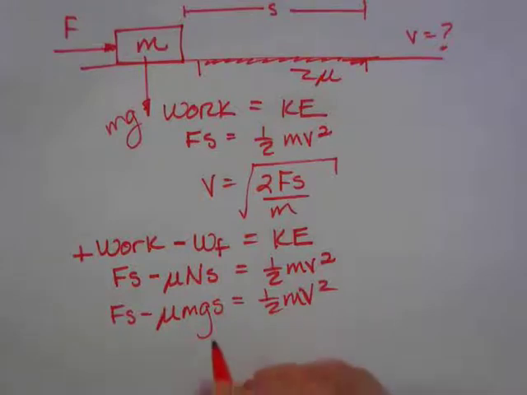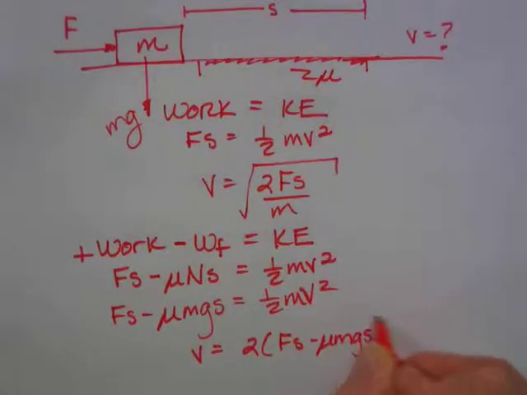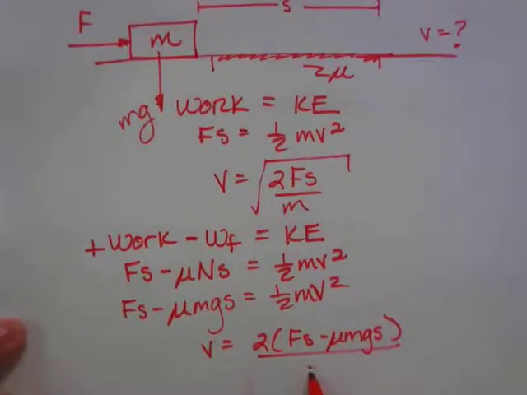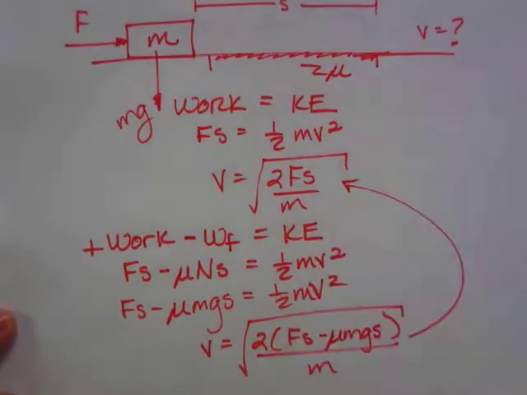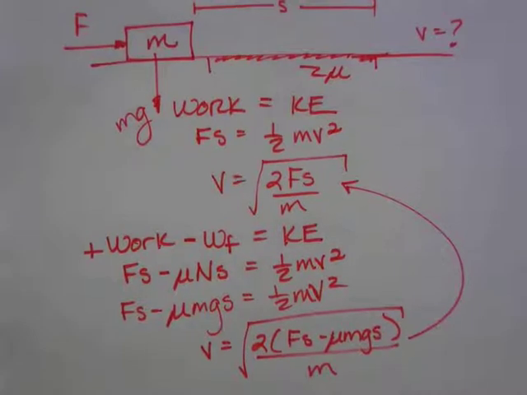And then if I solve that equation for velocity, I get velocity equals the square root of 2 times the quantity Fs minus mu mg s, all divided by mass. I suppose I could have factored out the s. And if you compare it to this, it's a little smaller based on the square root of that expression. Okay?